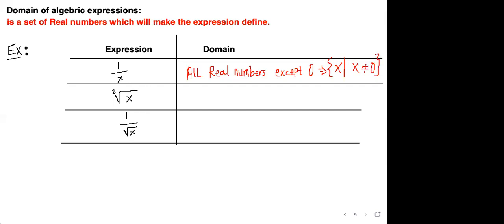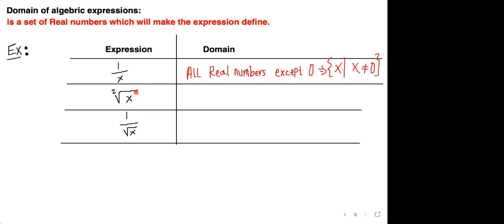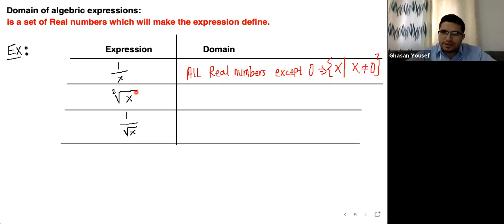Is it all non-negative numbers by any chance? Can you repeat what you said? Is it all non-negative numbers? Non-negative numbers. Okay, let's try. Let's check. Can I plug positive numbers here?